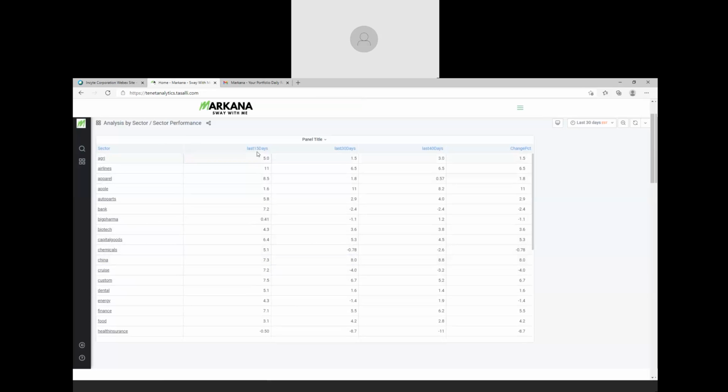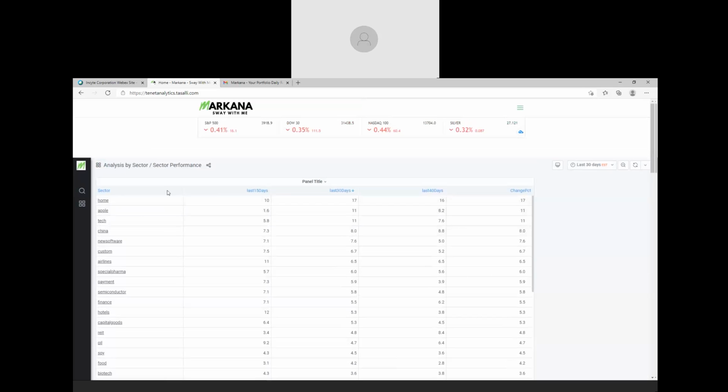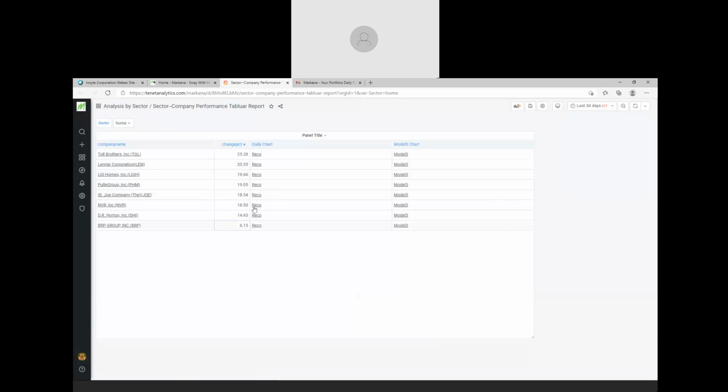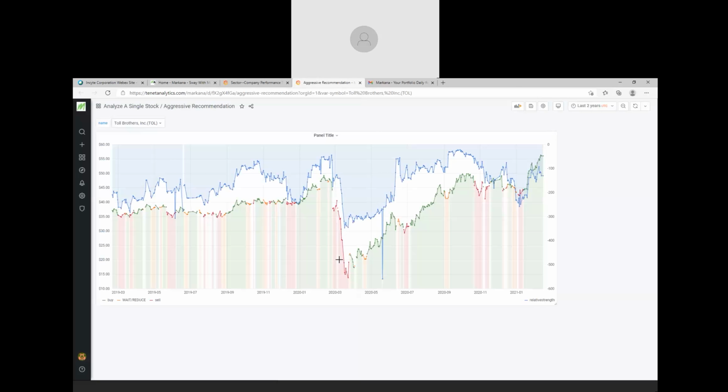So if you see here, let's take last 30 days, right? So you sort by last 30 days and you see which is the best performing sector. And obviously now it is home. And you can drill down in home. And you can see all the companies that make up the home sector. And you can decide to do what you want to do, whether you want to pick one of the top ones or invest in this sector as a whole. You can make those decisions. And you can drill down further into that to get through the aggressive recommendation chart as well as the model 3 for that particular stock. Okay, so you can do that.